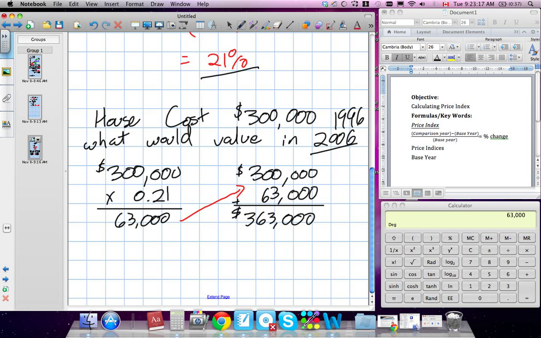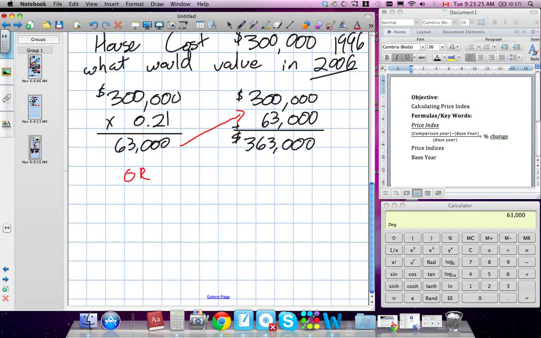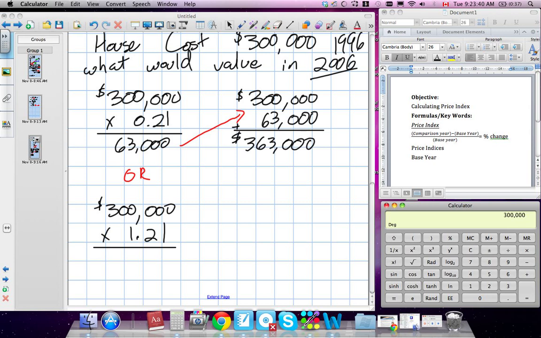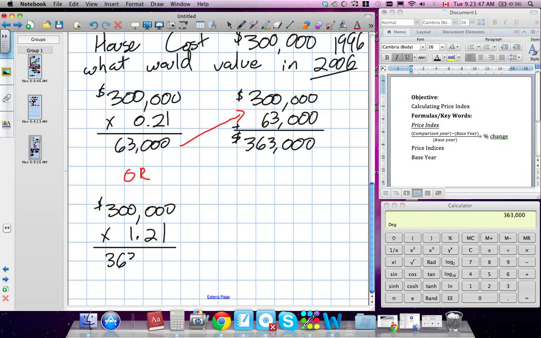Another way you could have solved that, okay? Instead of just multiplying by 0.21, we could have got our answer right off the bat if we multiply by 1.21. So if we had taken 300,000 multiplied by 1.21, we would have got our answer right away, $363,000.